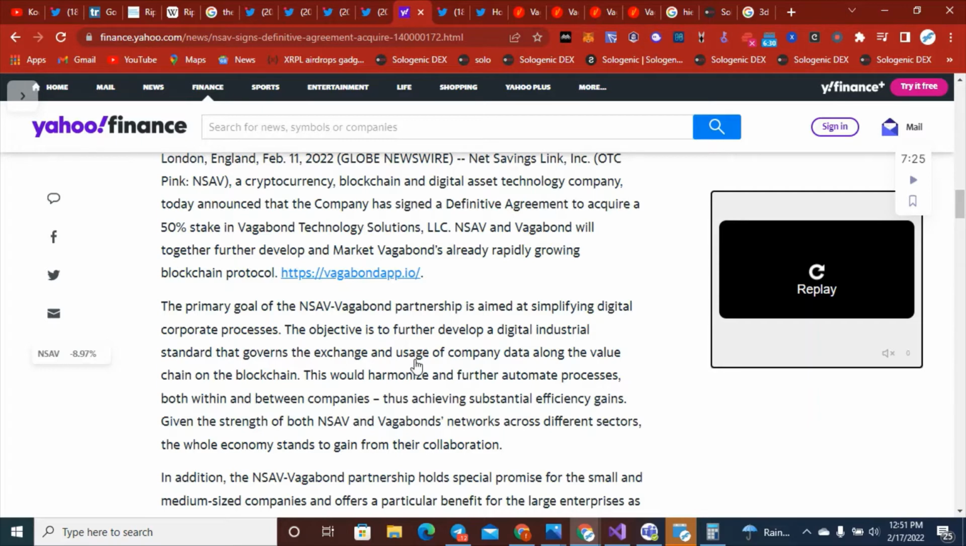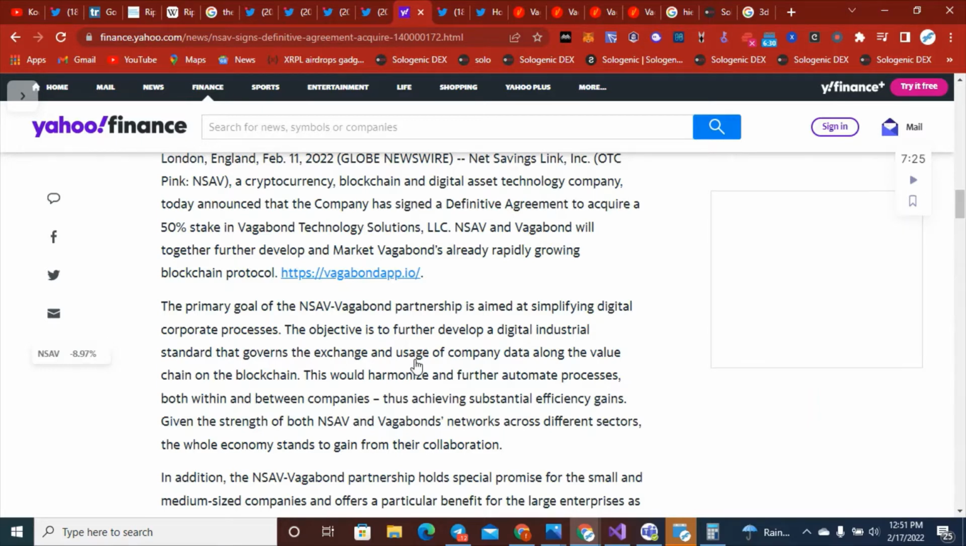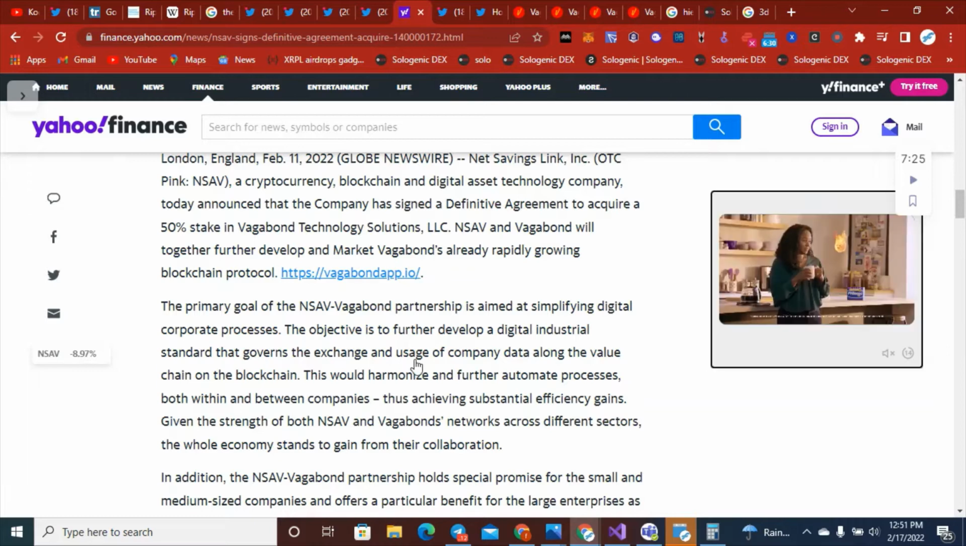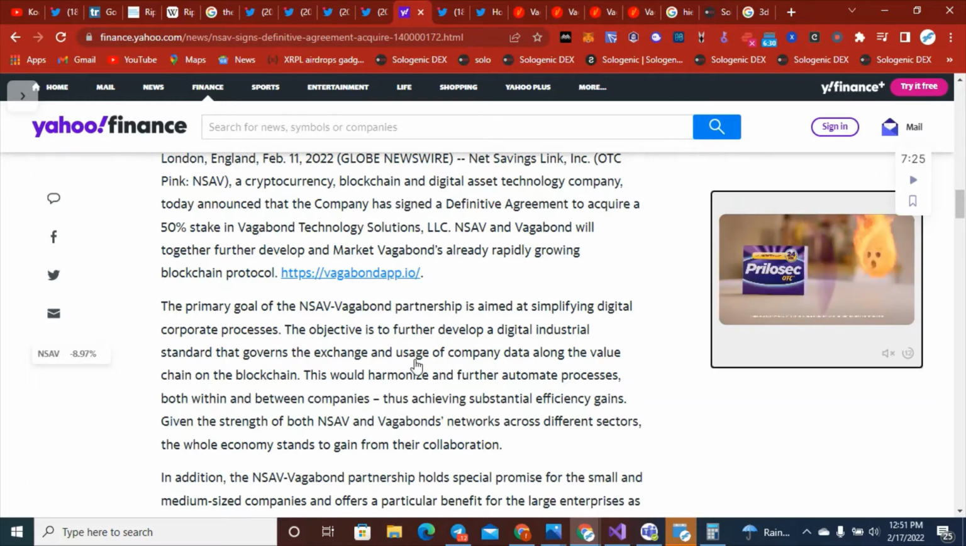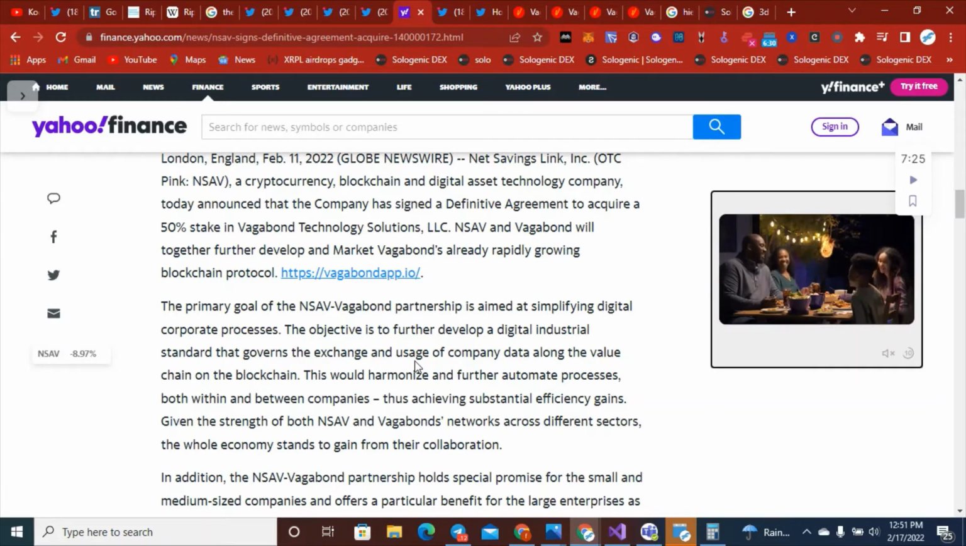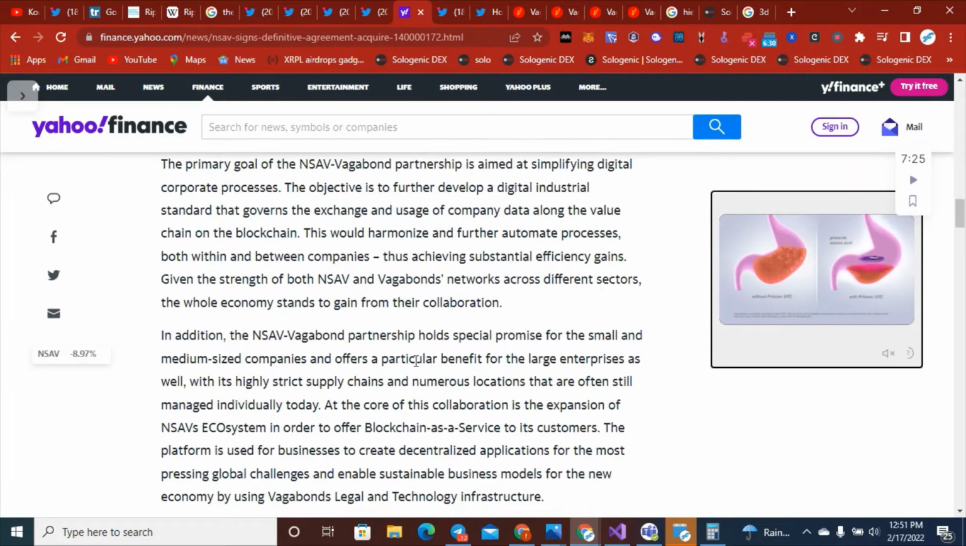Over-the-counter Pink, NSAV OTC. That's what OTC stands for. A cryptocurrency, blockchain, and digital asset technology company today announced that the company has signed a definitive agreement to acquire a 50% stake in Vagabond Technology Solutions. NSAV and Vagabond will together further develop the market for Vagabond's already rapidly growing blockchain protocol.